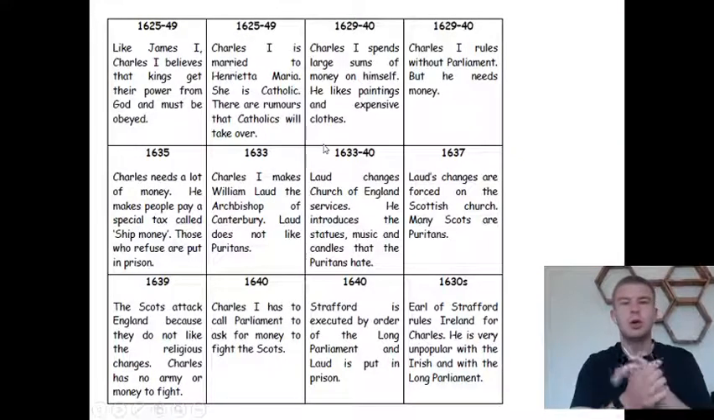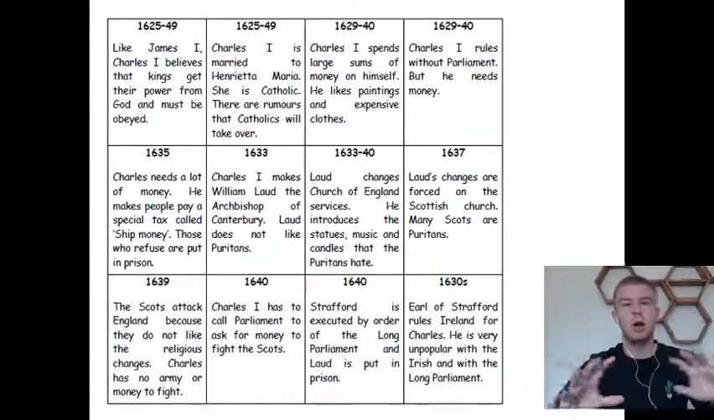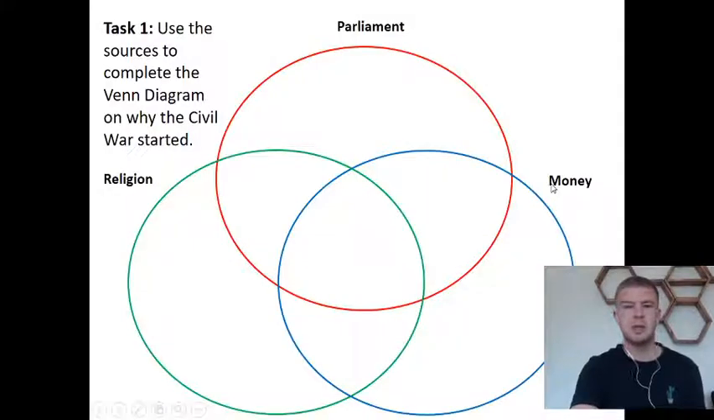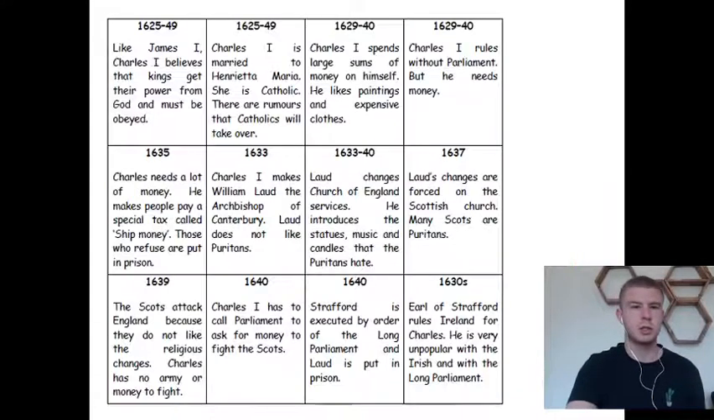So, on your screen here, you've got a load of different causes of the English Civil War. And you can fit them into different categories. You should be able to see on here, we've got a Venn diagram. What I want you to do is use those cards on the previous slide, use those sources, and put the information into the different parts of the Venn diagram. So let's go through a couple to help you get started.